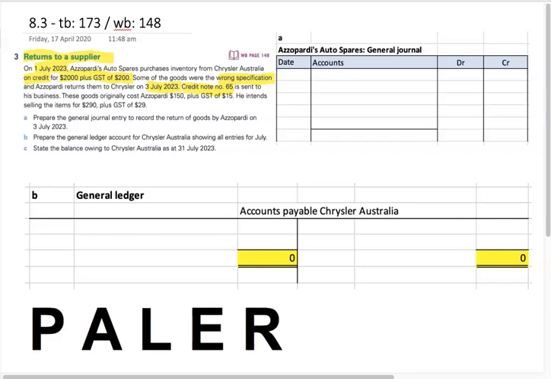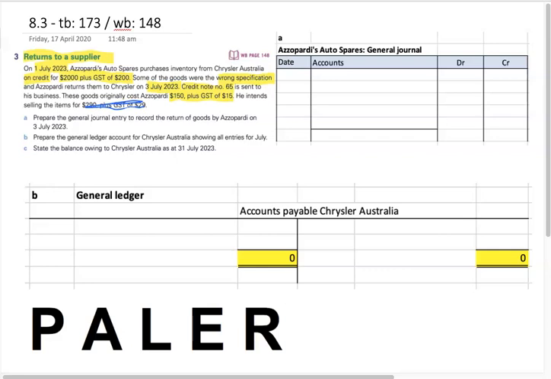It is sent to Azo Party, and the goods originally cost Azo Party $150 plus GST of $15. He intends to sell these items for $290 plus GST of $29. Now you will see that I've not highlighted that, because we don't care about that. What's the key part about inventory? We record it at cost price, not selling price. So let's just cross that out. That has nothing to do with what we're going to be doing in this question.